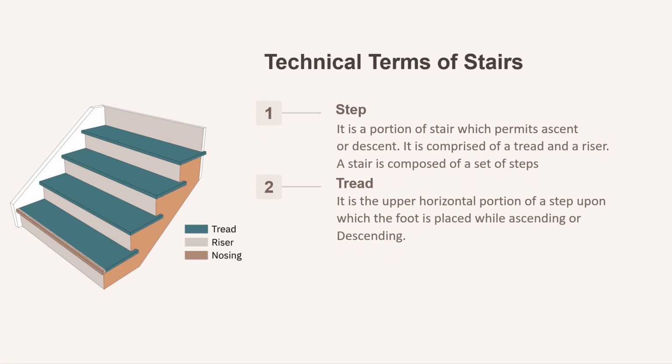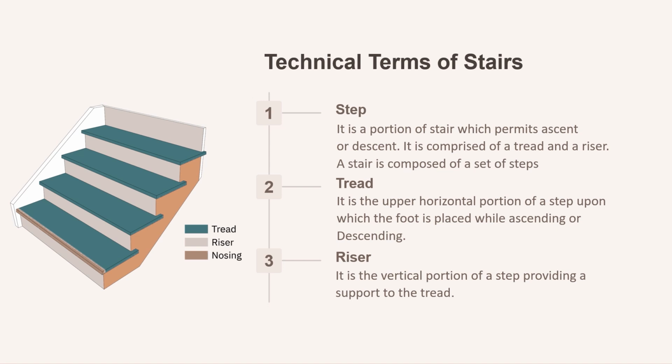Next comes the tread. This is the flat horizontal part of the step where you place your foot. When you walk up your stairs at home, the part you step on is the tread. It is like the stepping stones in a garden path, flat and stable. Then the riser. This is the vertical part that supports the tread above it. If you look at your home stairs, the upright part you see between each tread is the riser. Imagine each riser as a spine that holds each step in place.